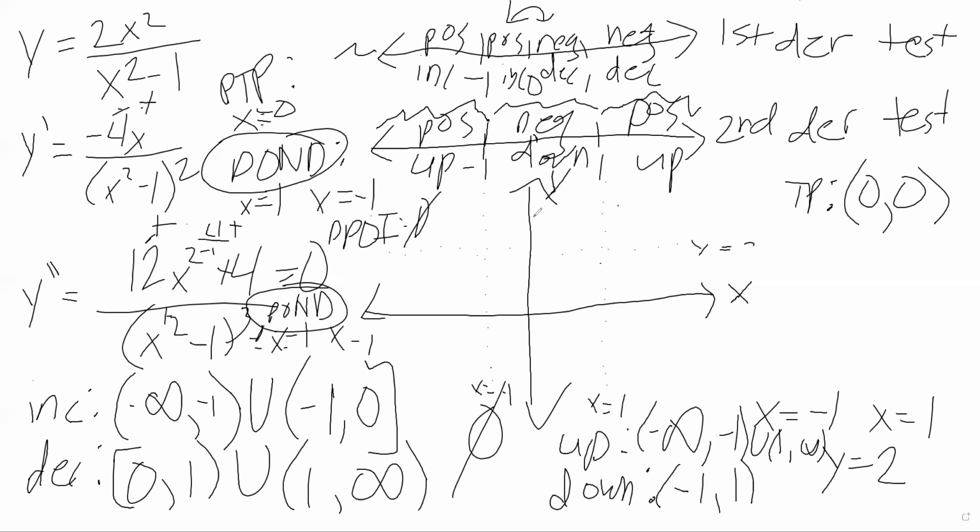Y equals 2. Okay. And make sure when you're labeling them, y equals 2 because it's a horizontal line, x equals 1 because it's a vertical line. So we have our asymptotes here.